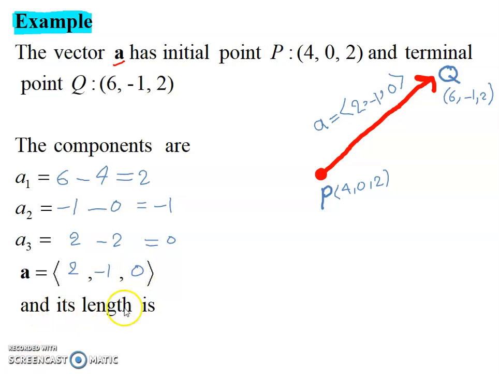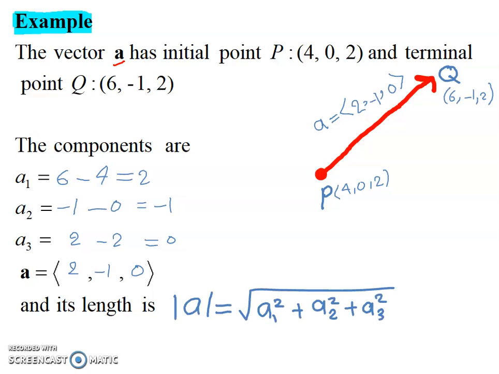Now we want to find the length of the vector. The rule of the length is as before, and we substitute A1 is 2, A2 is minus 1, and A3 is 0. We get the length of vector A, the square root of 5. So to find any vector, we need the initial point and the terminal point.